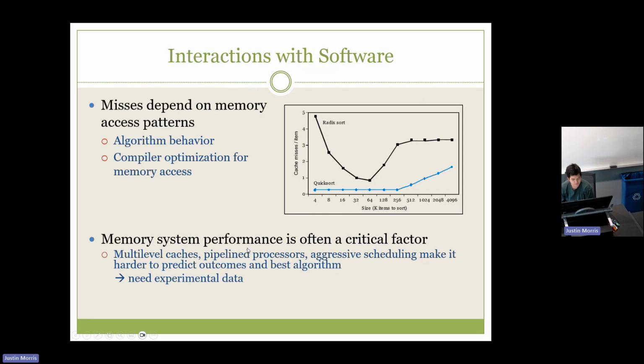This memory subsystem performance is often a very critical factor in determining performance of your overall program. So that is why we cannot just solely rely on big O. We need to have some experimental data in order to analyze our performance, as well as this is why we need to kind of hand optimize for caching.